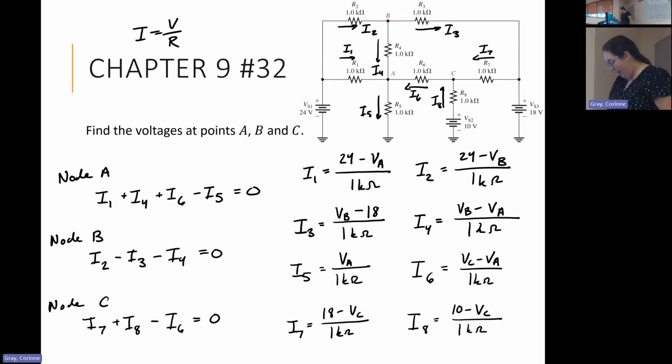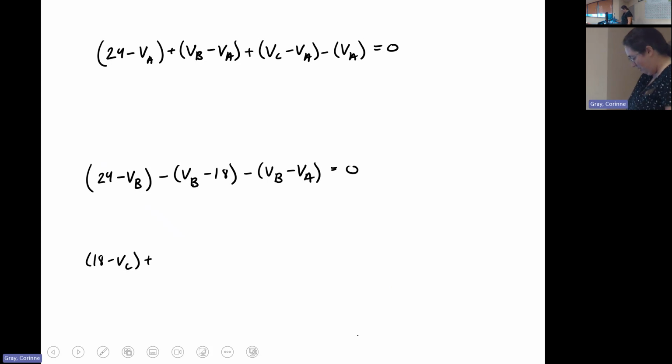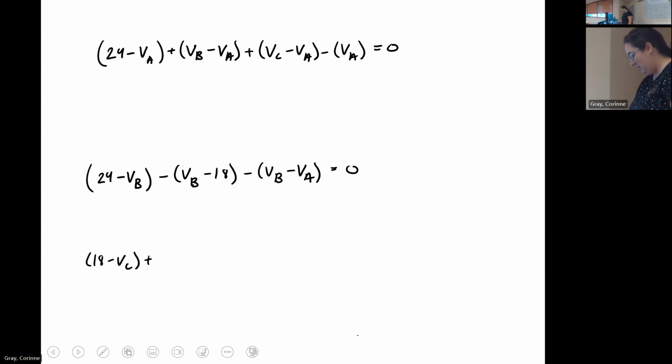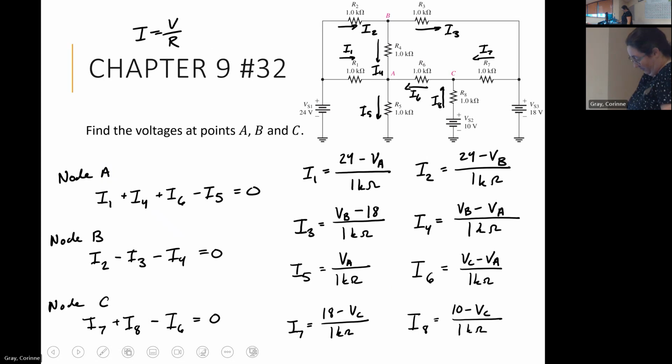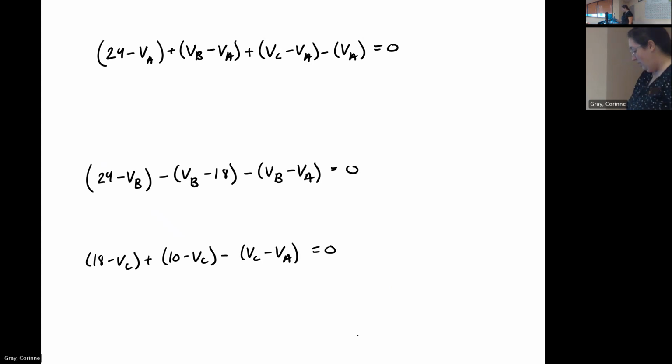So again, taking these, we'll have I7, so 18 minus VC, plus I8, if I recall correctly. Yeah, plus I8, which is our 10 minus VC. Then we have minus I6, which is VC minus VA, equals 0. So these are the equations that we have.